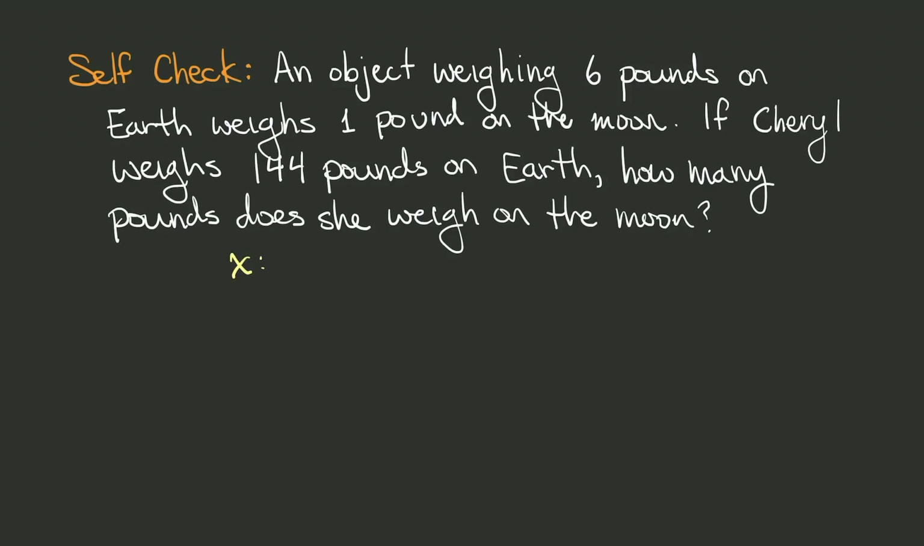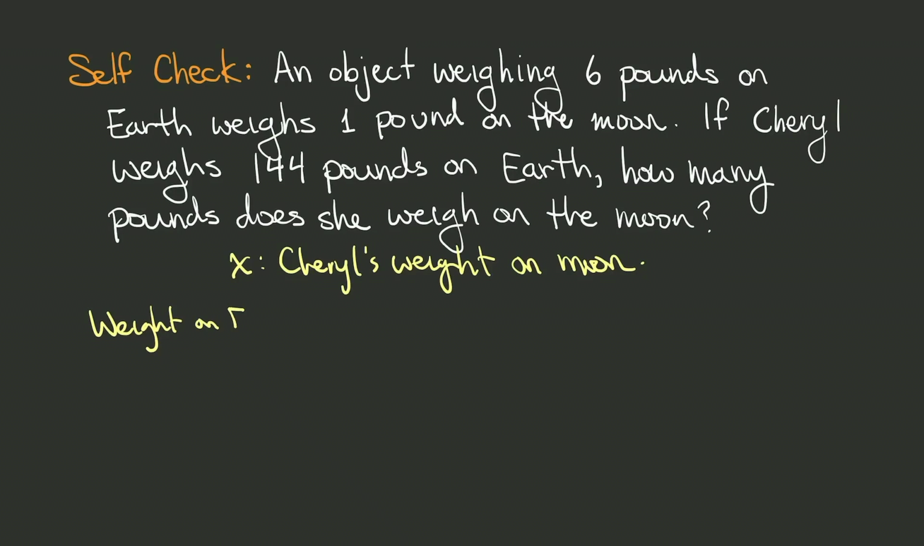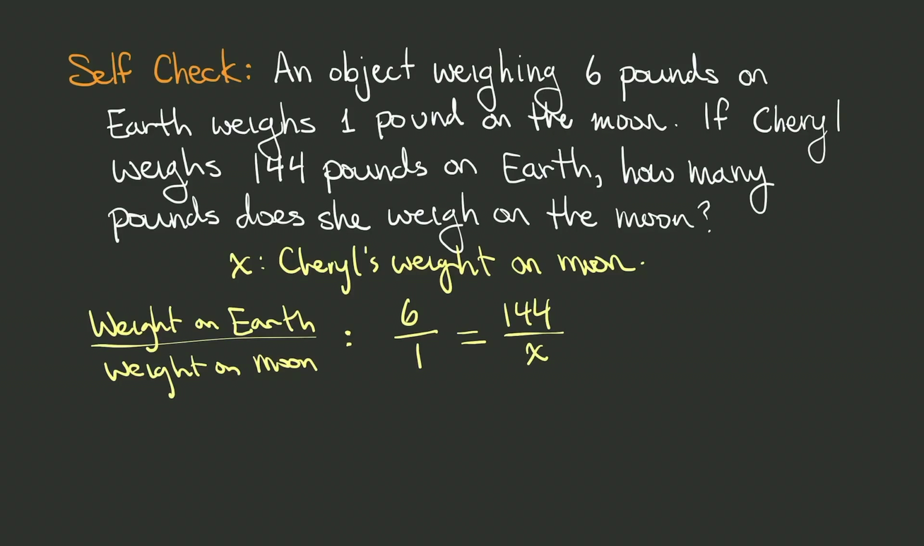Well, the unknown here is Cheryl's weight on the moon. The ratios here are in terms of weight on Earth to weight on the moon. We know that a weight of 6 pounds on Earth corresponds to 1 on the moon. And on the other hand, we know that Cheryl's weight on Earth is 144 pounds, and we're trying to find out what she weighs on the moon. So we end up with this proportion.